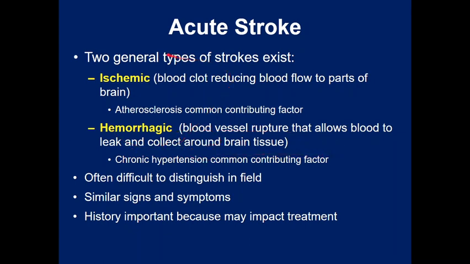to a bleed. It is often difficult for you to distinguish in the field the two types, because you can imagine we can give a clot buster to ischemic strokes from clots, but we cannot give it to a hemorrhagic. You would actually cause worsening bleeding in a hemorrhagic stroke. So it's not your job to distinguish it. They frequently present similarly, but in the hospital, they'll determine what it is, because then they can determine if they can give the clot busting drugs. So history is important because it impacts the treatment.